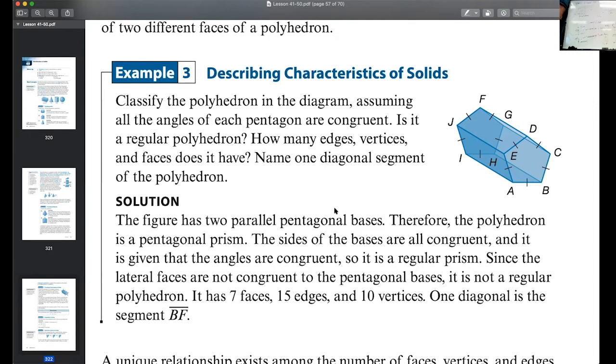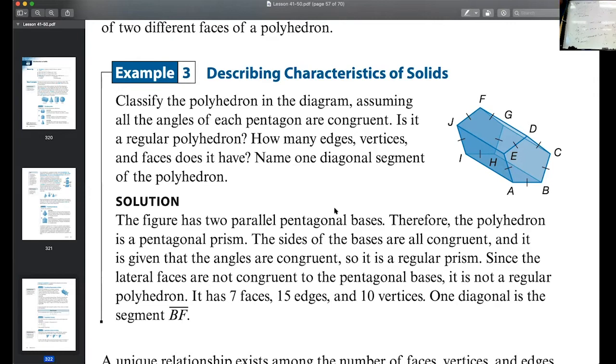Okay, so the figure has 2 parallel pentagonal bases. So we say it's a regular because the bases are what determine whether it's regular or not. Remember, regular means all the angles are the same and all the side lengths are the same. So it's a regular pentagonal prism. And so the sides of the bases are all congruent and is given, so it is a regular prism. Since the lateral faces are not congruent to the pentagonal bases, it is not a regular polyhedron.